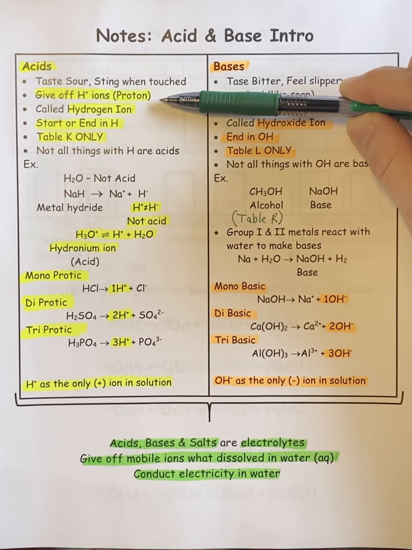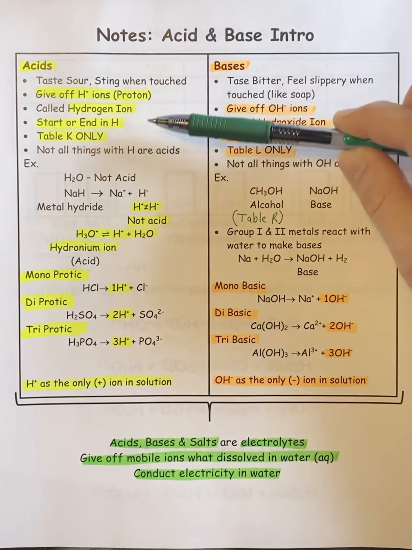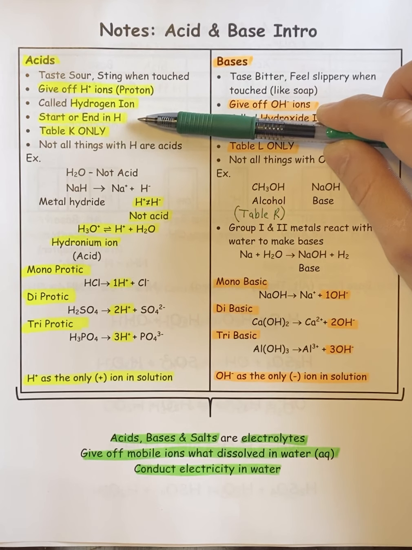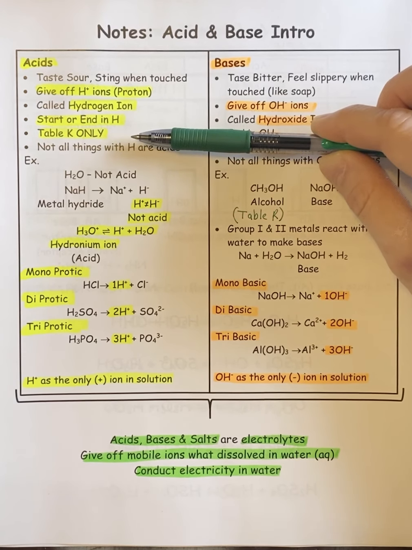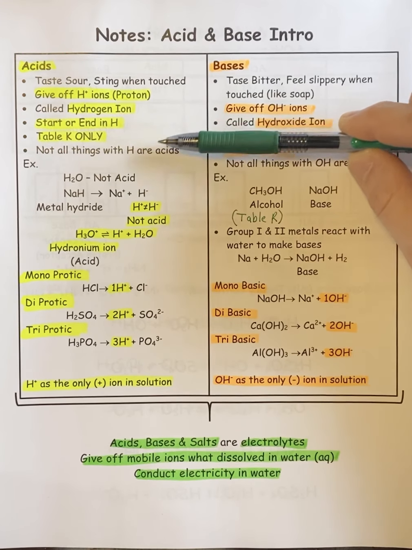Acids give off H plus ions, and H plus is also known as a proton. It's called a hydrogen ion. They are found on Table K, and they start or end in H. Basically, if they're not on Table K, then as far as you're concerned, they are not an acid. Now, not everything that starts or ends with an H is an acid, just basically what I just said.